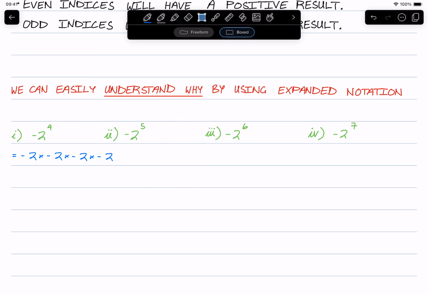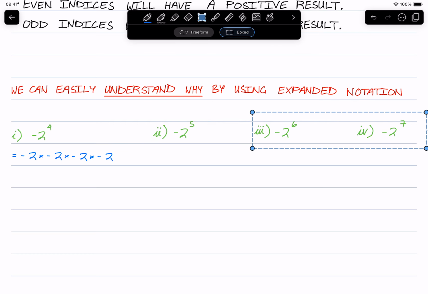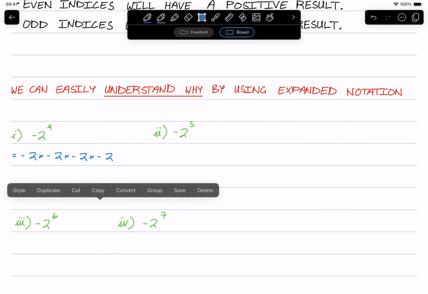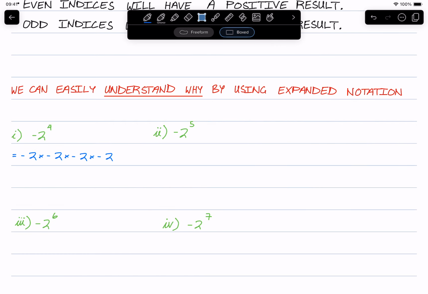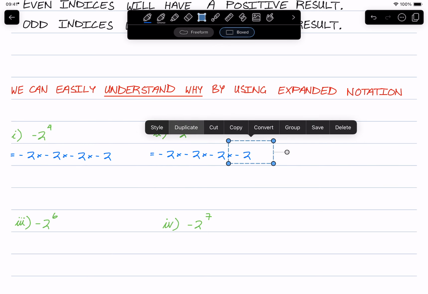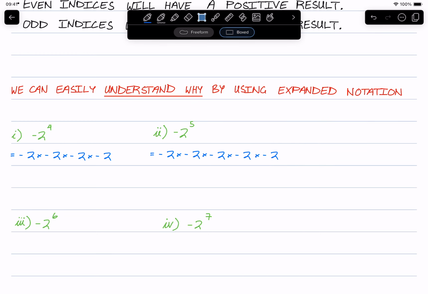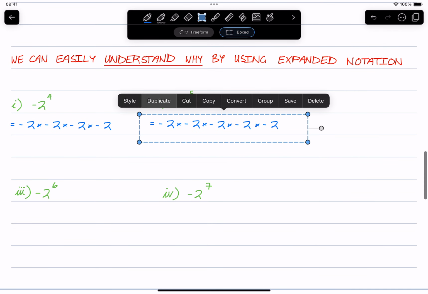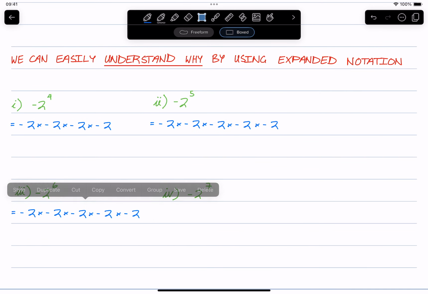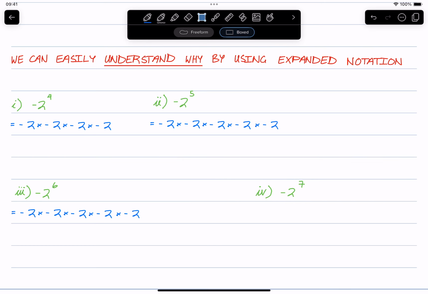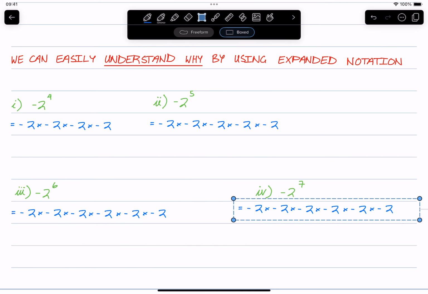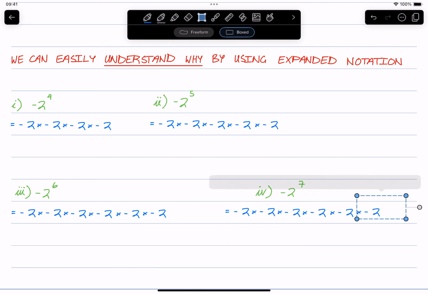Now if we were to do this for the next one, where it's 5 times, well, it's rather straightforward. There's 4 times, let's do it one more time. There we are. And for these ones, there's 5 times, we just need 6 times, so let's add one more. There's 6 times. And for this one, let's do it for 7 times. That's 6. Let's include one more.